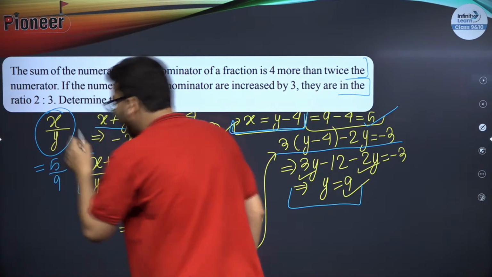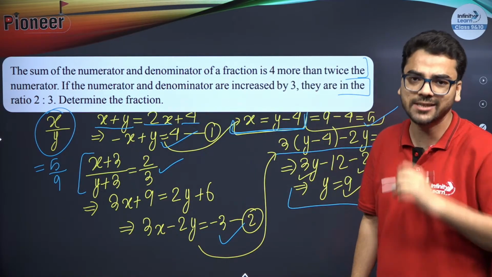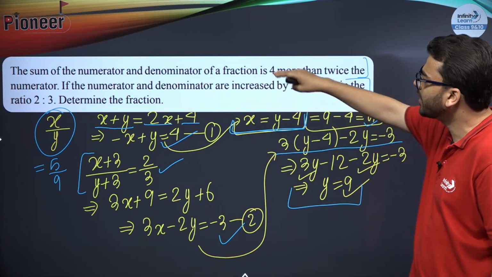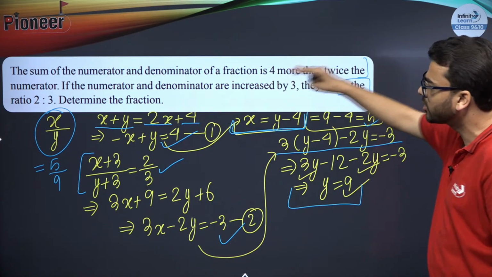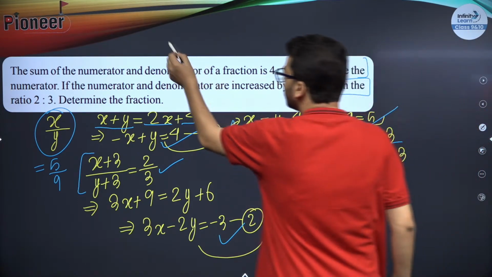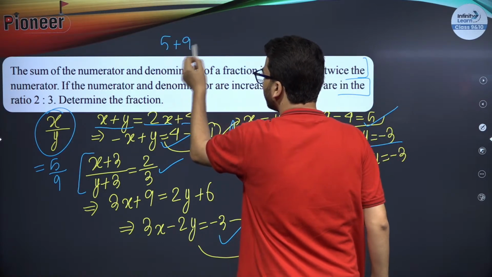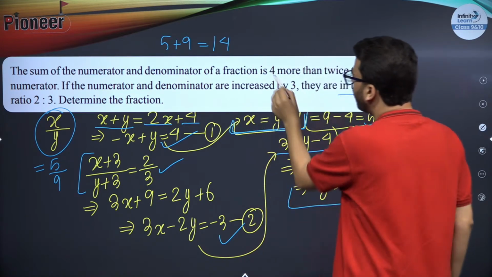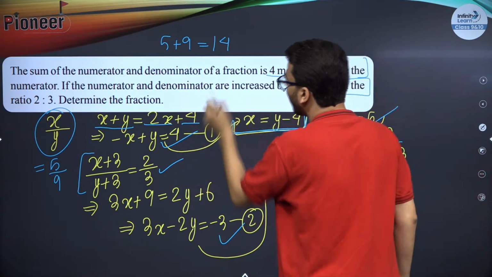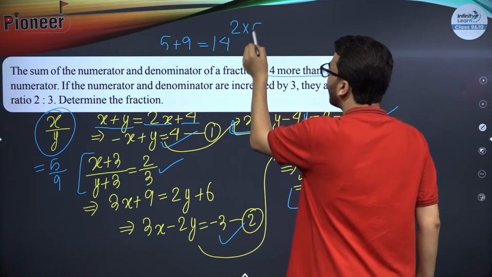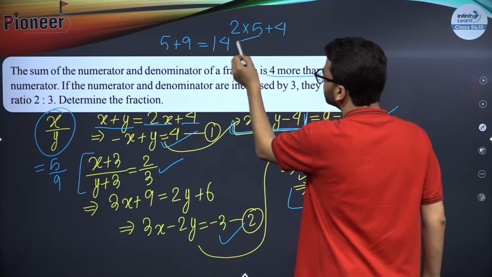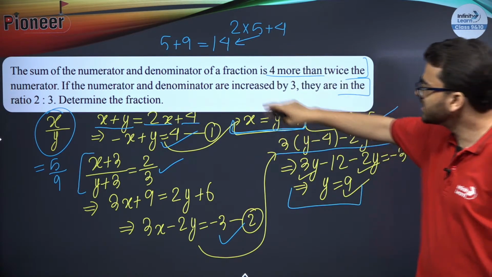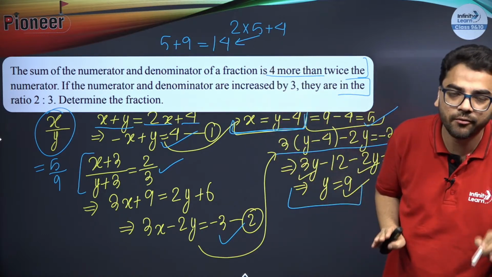Now can we verify our answer? Yes, we can verify our answer as well. Let's do that actually. It is given that the sum of the numerator and the denominator of a fraction is 4 more than twice the numerator. So sum of the numerator and the denominator is 5 plus 9, that is 14. Now you see 4 more than twice the numerator. So twice the numerator is 2 into 5 and 4 more in it. Is it also 14? Tell me. 5 2s are 10 plus 4, 14. So what does it mean? The first statement is getting verified.